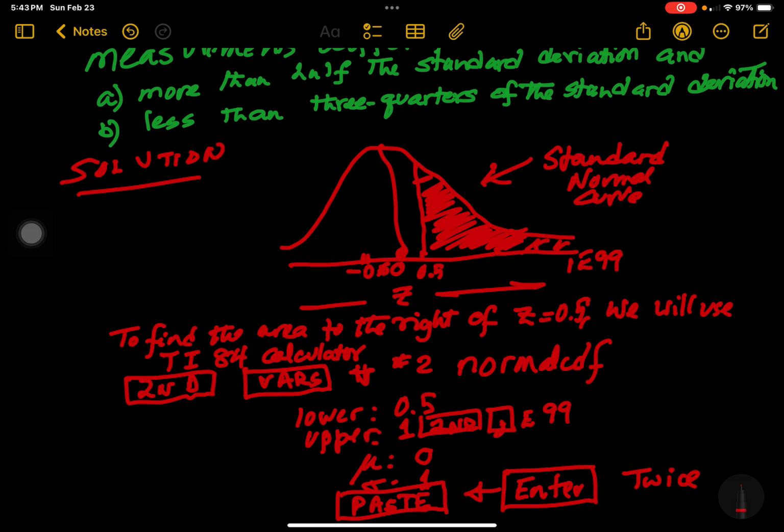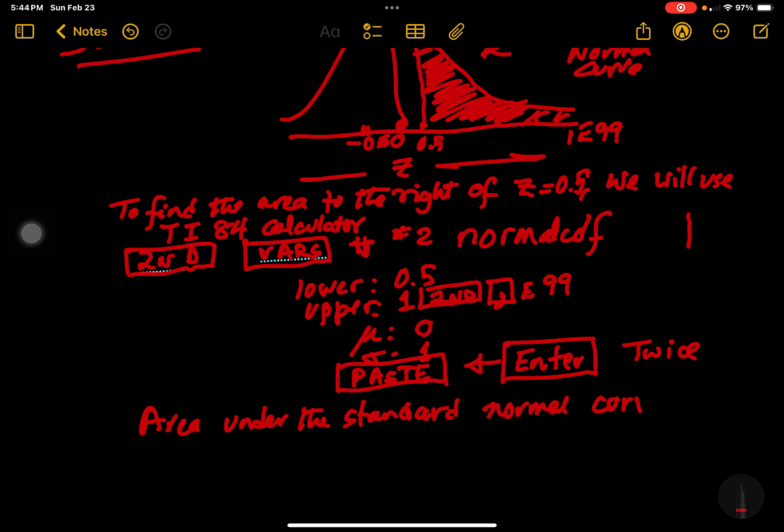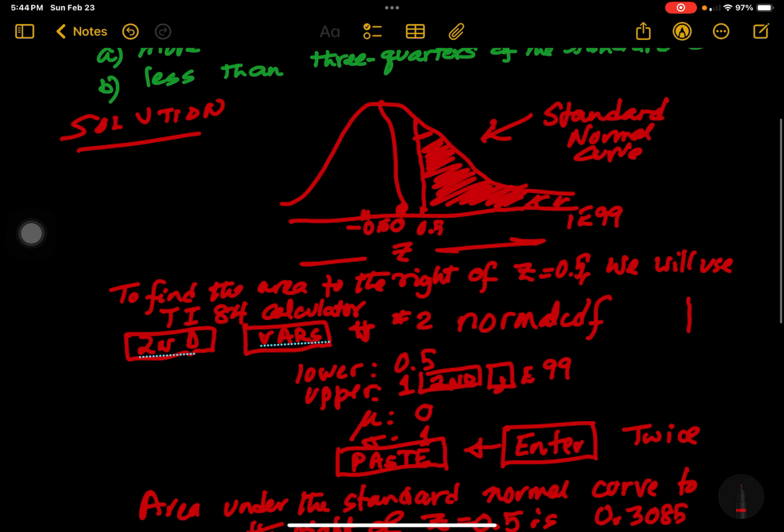And the answer is, so, the area under the standard normal curve to the right of z equal to 0.5 is, how many places should we go? Four places is good, 0.3085.